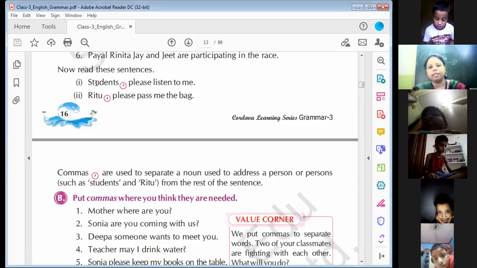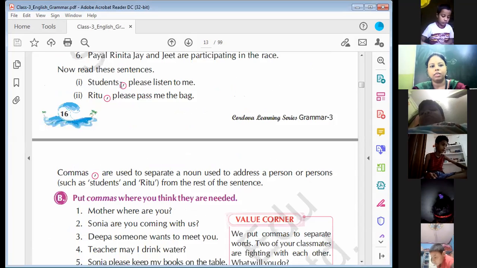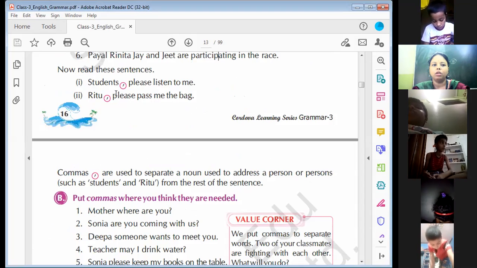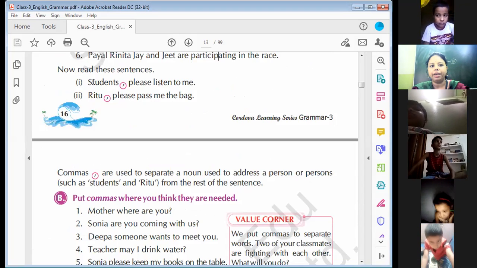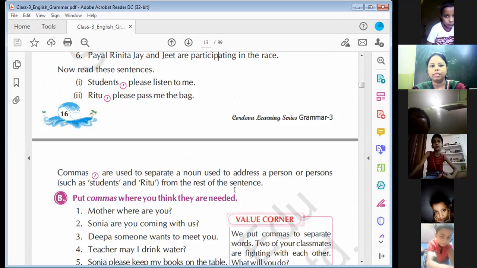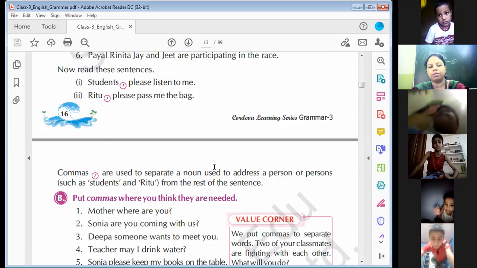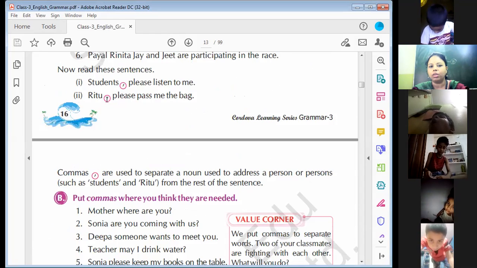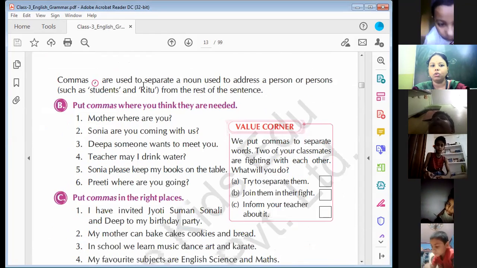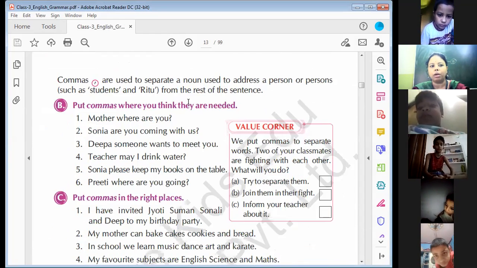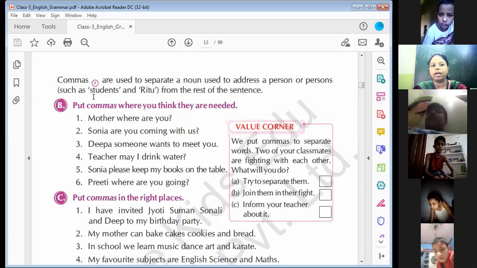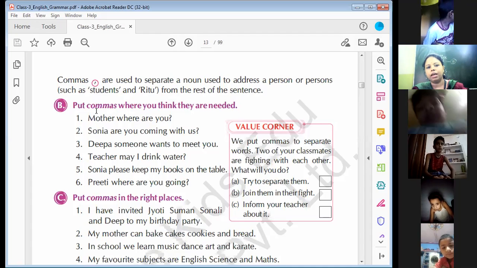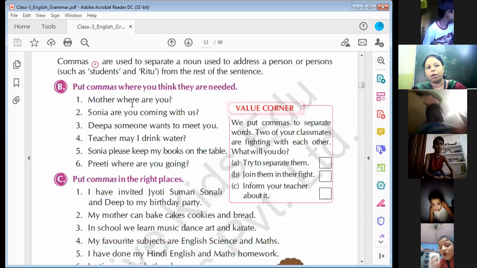Now read these sentences. Here you can see we have to read these sentences. Students, please listen to me. Ritu, please pass me the bag. So here, after any name, or you can say a noun used to address, we have to put a comma. As you can see, after students there is a comma, after Ritu there is a comma. So commas are used to separate a noun used to address a person or persons, such as students or Ritu, from the rest of the sentence.